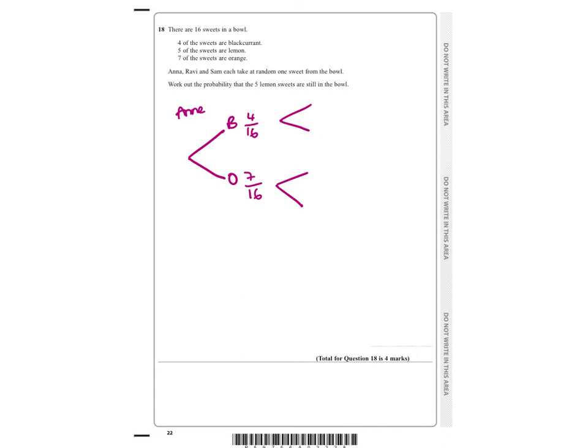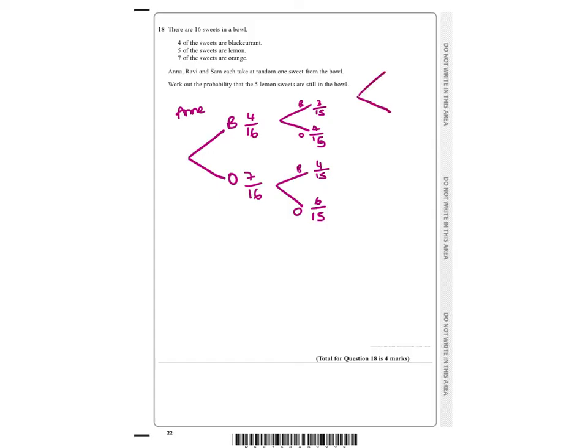So if Ravi takes a blackcurrant sweet after Anna's taken a blackcurrant sweet, there's now 3 out of 15, but there's still 7 out of 15 for the orange. If Anna takes an orange sweet and then Ravi takes a blackcurrant sweet, there's still 4 left. But if Anna takes an orange and then Ravi takes an orange, he has 6 to choose from. Okay, and then we have Sam.